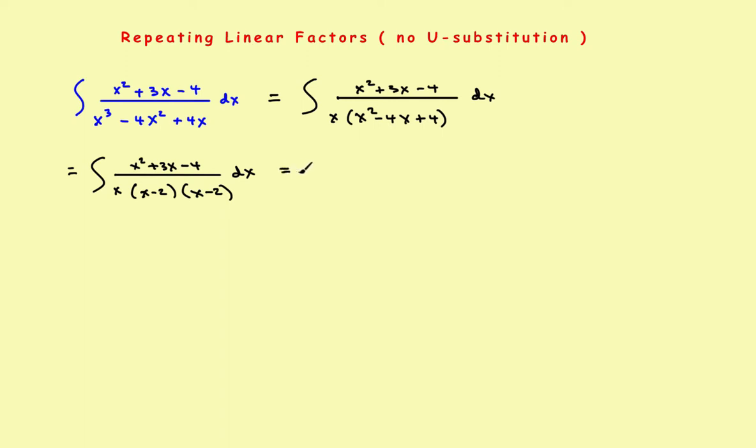Now I would suggest you go ahead and rewrite that one last time here as the integral of, again, the numerator stays the same: x squared plus 3x minus 4. And go ahead and write this as x times, and this factor is actually repeated. You've got an x minus 2 times an x minus 2, which we will write as (x minus 2) squared. And I'm going to put that squared in red here just to emphasize the fact that it's a repeated factor. Okay, so now we've got it factored.